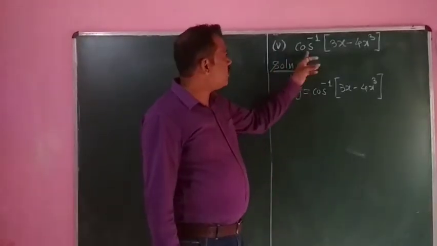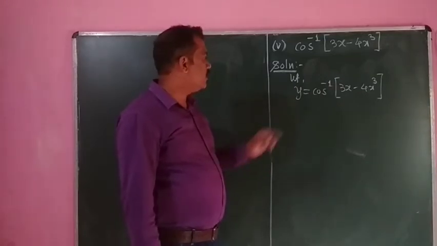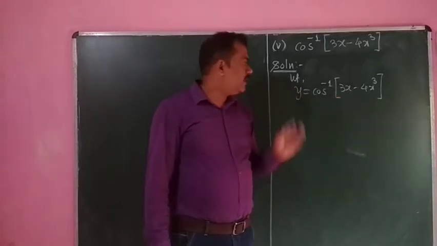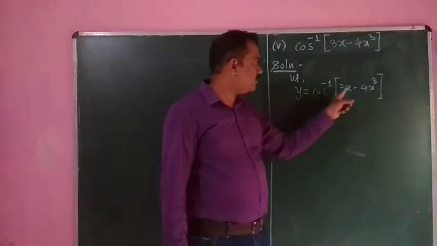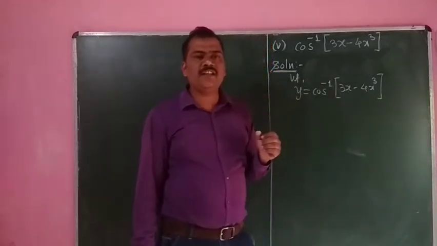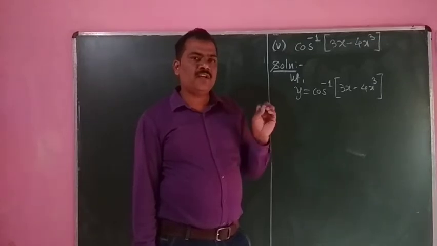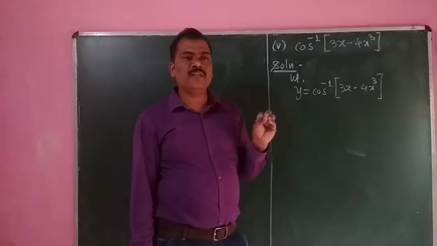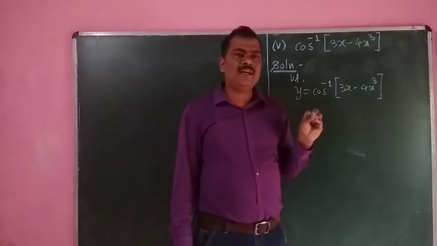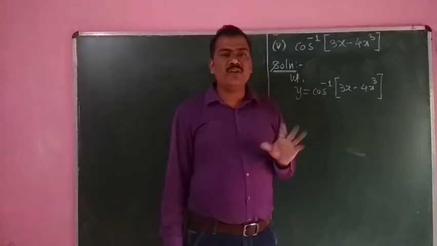Example number 5, cos inverse of 3x minus 4x cubed. Let y is equal to cos inverse of 3x minus 4x cubed. If you consider the coefficients of x and x cube, that is 3 and 4, that number is nothing but 34. I will tell you that number 34 is related to the formula of the trigonometric function sin 3 theta. Sin 3 theta is nothing but 3 times sin theta minus 4 times sin cube theta. It means that here we have to put x is equal to sin theta.